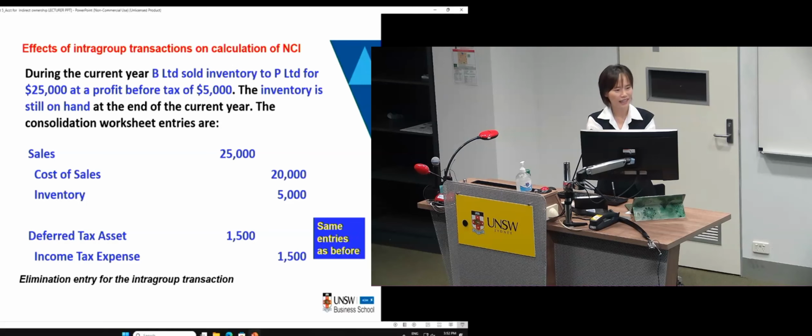Okay, now let's make another version. What if the seller is A Limited? A sells this inventory to P. The seller is A Limited now. Any change in this part? No, still the same, right? What about NCI?